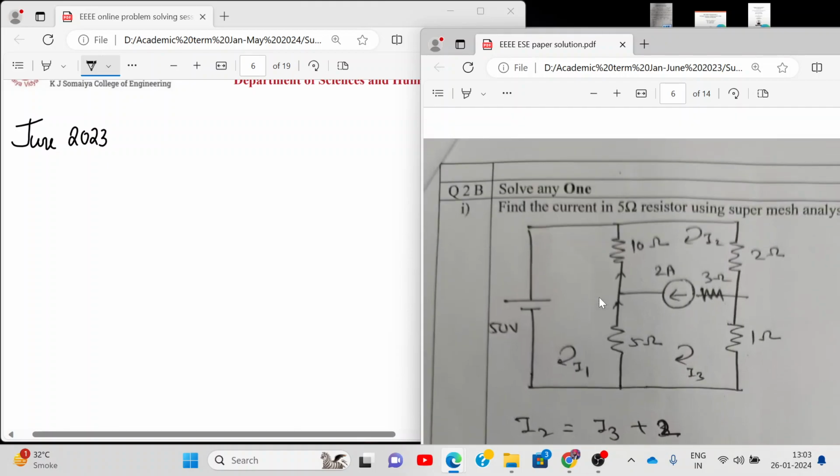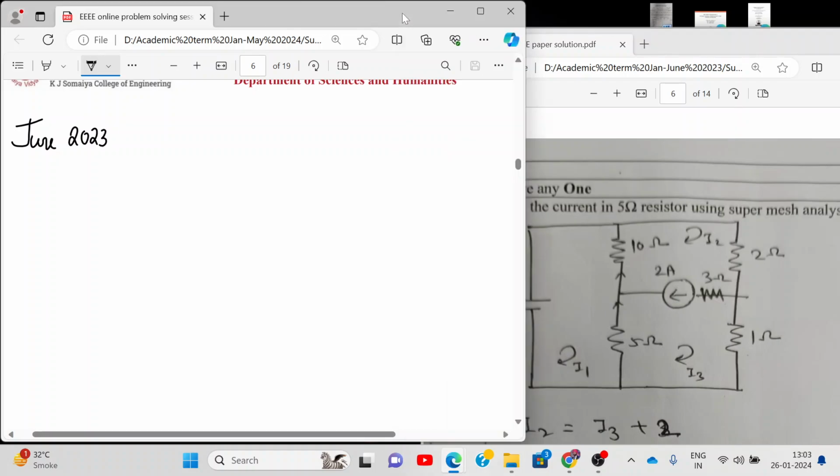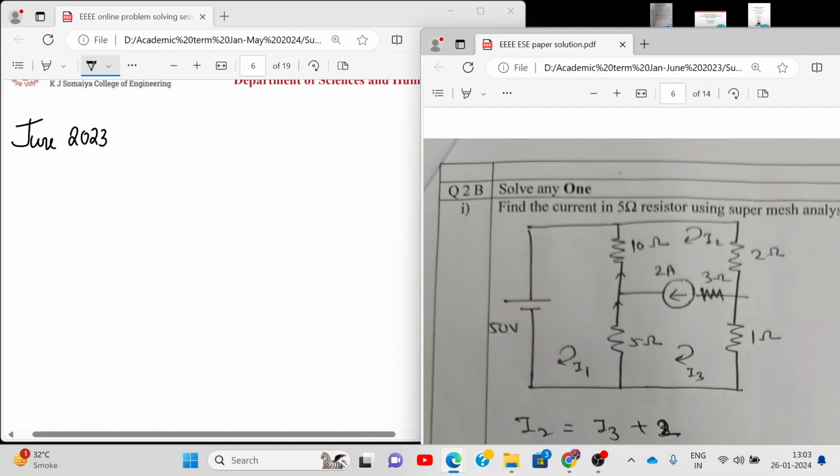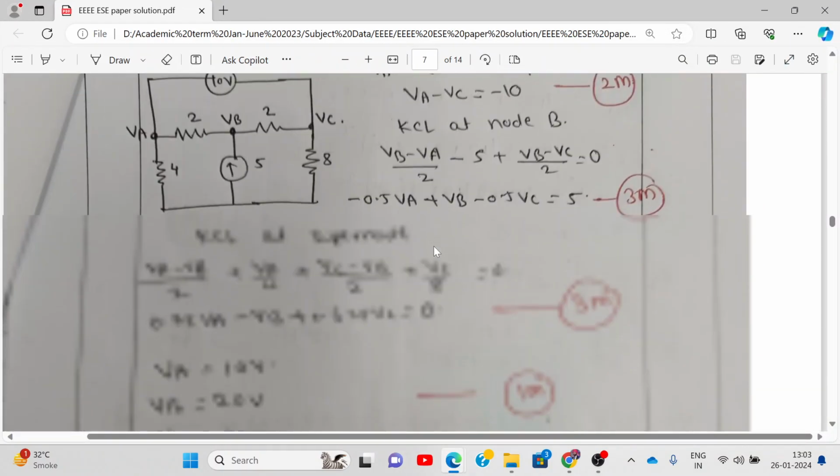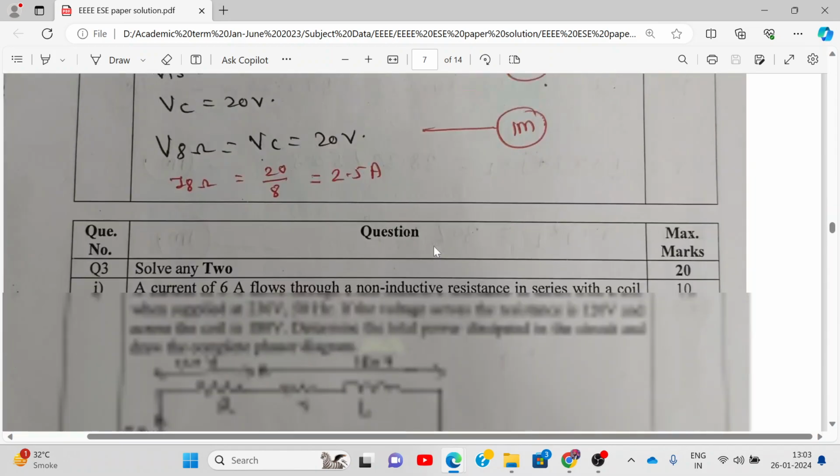Hello? Yes or no? Tell me. Sir, can you solve one Norton theorem? Norton, if it is there or not, let me check. This is nodal analysis.